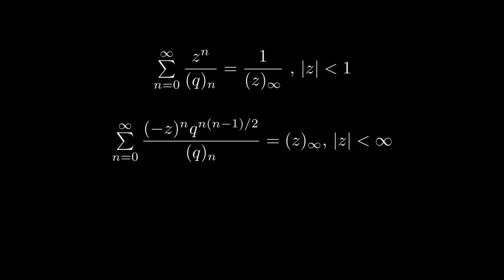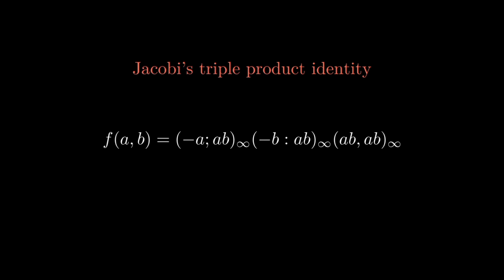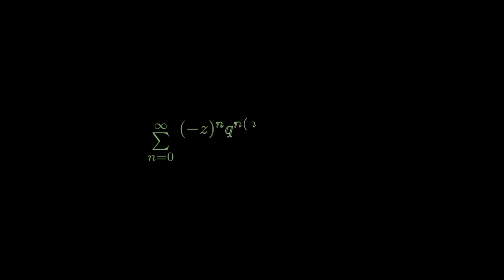The next thing that we have is an identity of great importance, Jacobi's triple product identity, which says the following. In Ramanujan's notation, it looks like this. We will try to prove this now. Recall this corollary, where mod of z is less than infinity. We will replace q by q squared and z by minus zq. We will have the following.